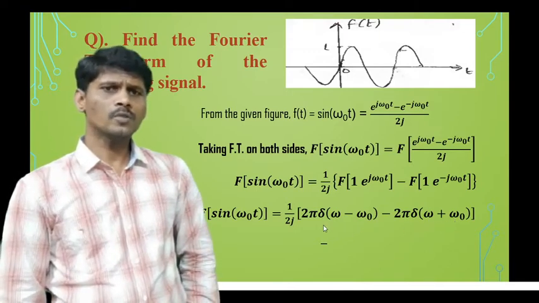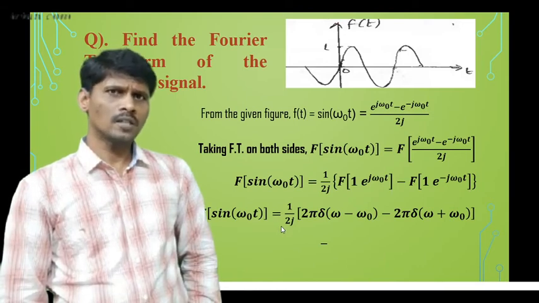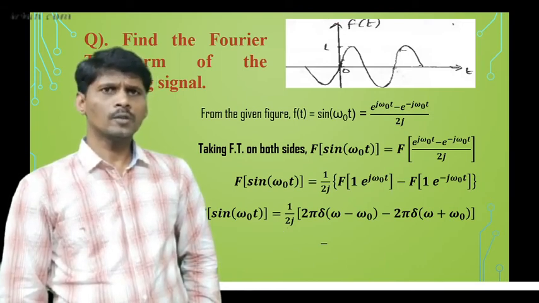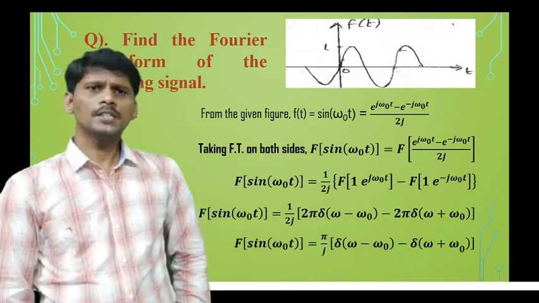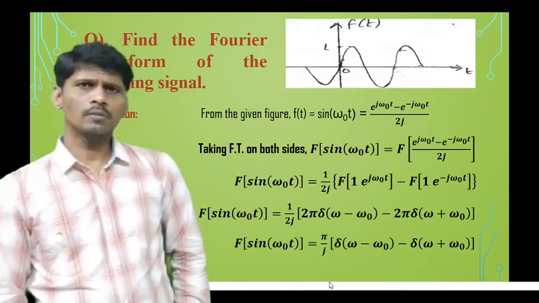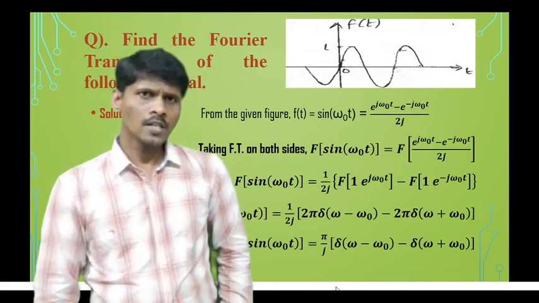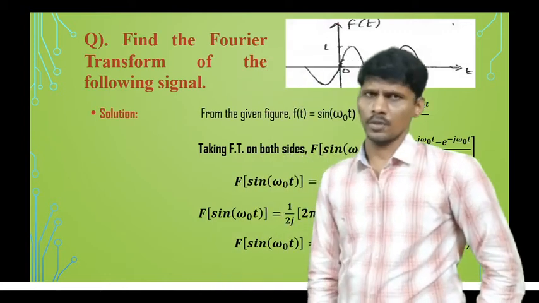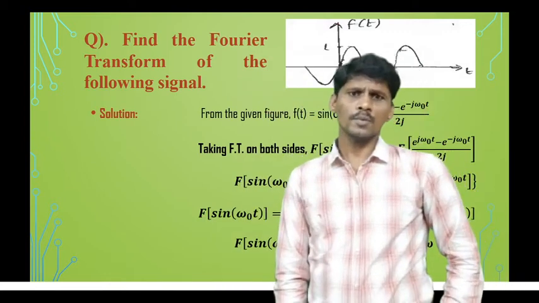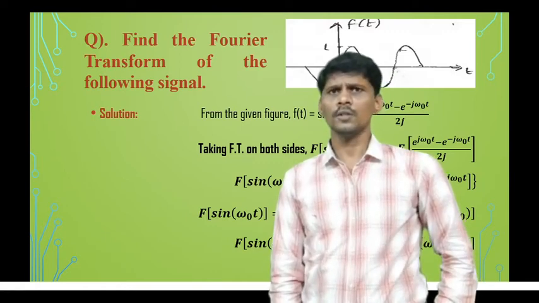In both terms 2 pi is common, and before them 1 by 2j is there. The 2 in the numerator and denominator cancels. The remaining term is pi by j into del of omega minus omega naught minus del of omega plus omega naught. Next, draw the graphical representation of the Fourier transform of the given waveform. Now here, in the first term, the impulse function exists at omega equal to omega naught.